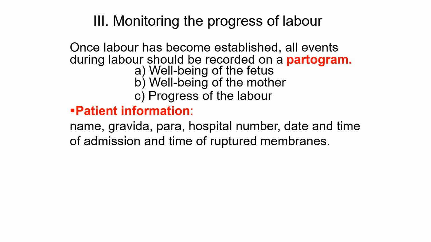If you are looking at the partograph, I have told you that it's a single sheet of paper. In that, the basic information of the patient will be there. That is the name, gravida, parity of the mother. Gravida means number of pregnancies, parity means number of deliveries, hospital number of the mother, date and time of admission, and time since the rupture of membranes. That is, when it has ruptured and how many hours are over after the rupture of membrane. All these details will be there in the basic patient information.